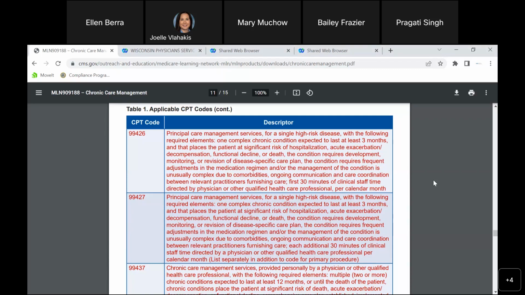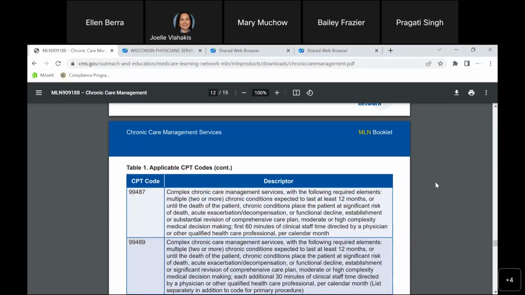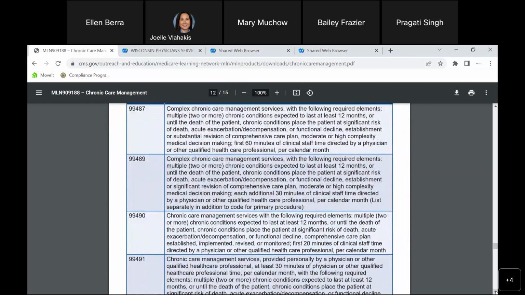Let me get down to 99489. As far as I am aware, I don't think there's any medically unlikely edits on the 99489 procedure code. I do not know that for sure, however. I don't know if there's editing built into this. However, as long as you have your documentation to support that you have spent, at this point, 90 minutes or more with that patient, then Medicare should be able to allow that.